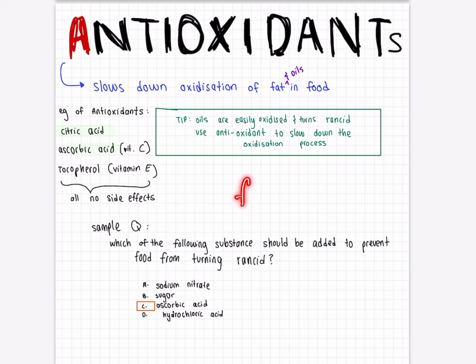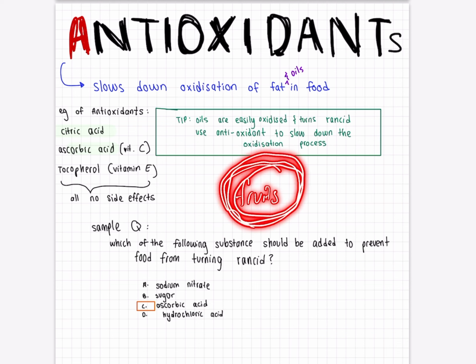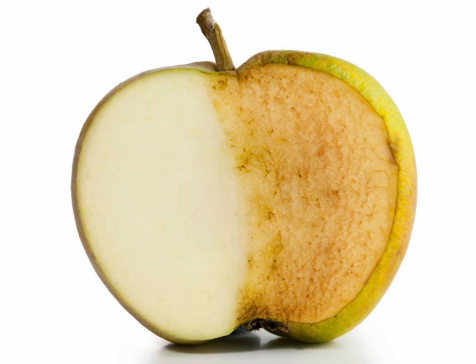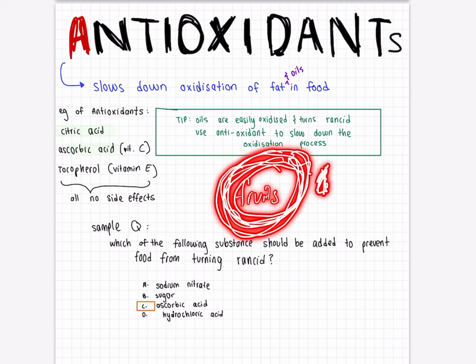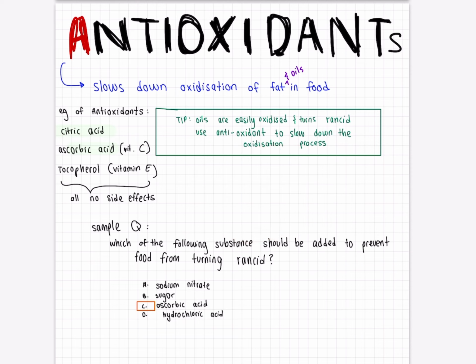Even fruits, right? If you were to put your skincare, your vitamin C, your ascorbic acid on top of the fruit, you know how when you cut an apple, it oxidizes, so it turns a bit dark in color. If you put your vitamin C on it, you can actually see it oxidizes slower compared to not putting vitamin C on it. Alright, so which of the following substances should be added to prevent food from turning rancid? It's obvious, it's ascorbic acid. Remember, sodium nitrate is a preservative, sugar as well.